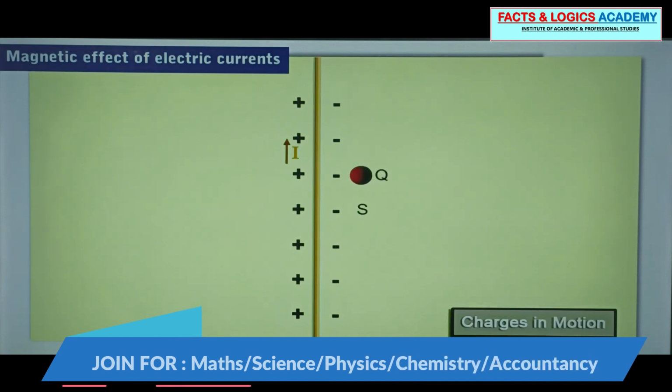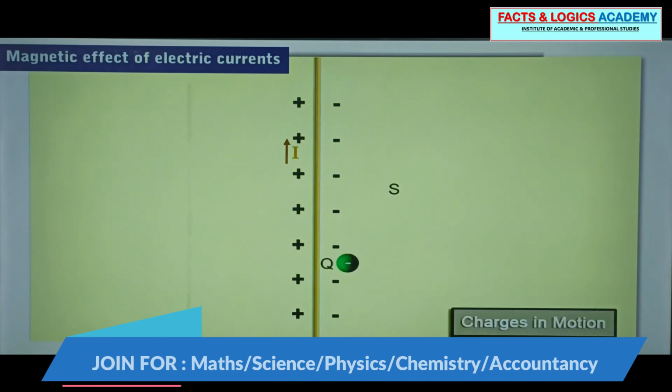If the charge q is projected from point S in the direction of the current in the wire, the charge gets deflected towards the wire if the charge is positive and away from the wire if it is negative. If the charge q is projected from point S in the direction opposite to the current in the wire, the charge gets deflected away from the wire if the charge is positive and towards the wire if it is negative.